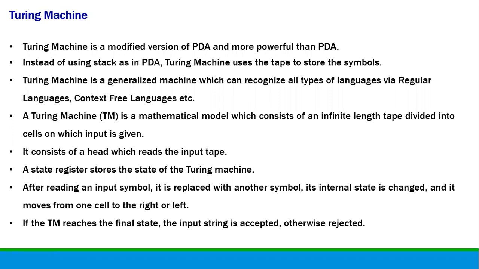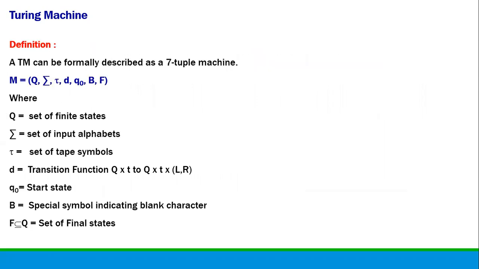And a Turing machine is a mathematical model. Again, it is a virtual machine and it consists of an infinite length tape divided into cells on which input is given. And it consists of a head which reads the input tape. A state register stores the state of the Turing machine, and after reading an input symbol, it is replaced with another symbol. Its internal state is changed and it moves from one cell to another to the right or the left. And if the Turing machine reaches the final state, the input string is accepted, otherwise it is rejected.